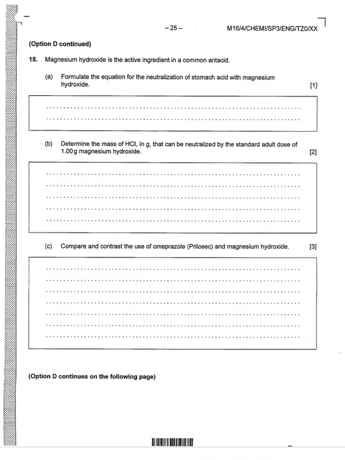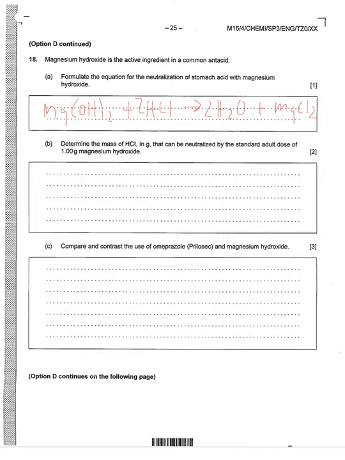Number 18, magnesium hydroxide is the active ingredient in a common antacid. Formulate the equation for the neutralization of stomach acid with magnesium hydroxide. So I've got Mg(OH)2. Stomach acid is just a dilute HCl. So I'm going to end up with H2O and MgCl2. So to balance this, I will need a 2 here and a 2 here.